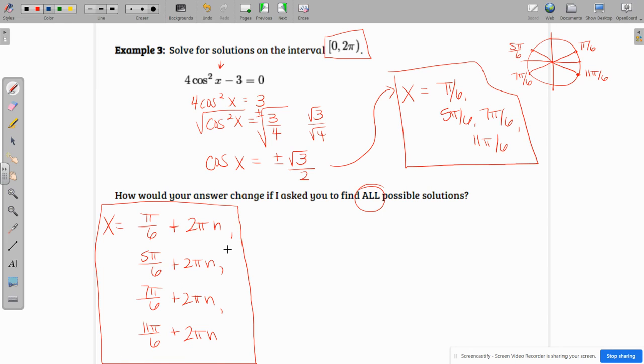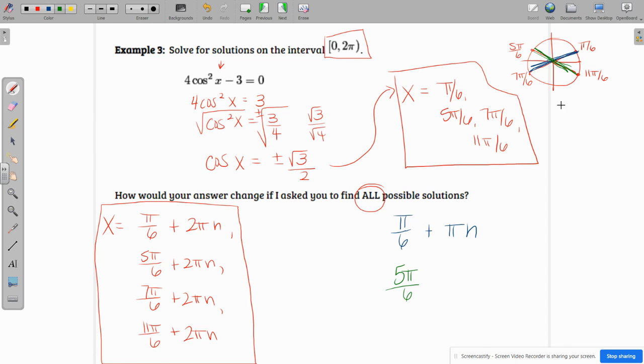A second way to do it, a shortcut, is if I notice pi over 6 and 7 pi over 6 are pi units away from each other. So if I take one of those, and you could say either one, I'm going to use pi over 6. If I add pi repeatedly n times, that's going to bounce back and forth between these two angles and what's coterminal with them. And then notice that the same thing is true about 5 pi over 6 and 11 pi over 6. They are pi units away from each other. So if I add pi repeatedly, I will bounce back and forth between those two coterminal angles, or angles that would be coterminal to those, I guess I should say.